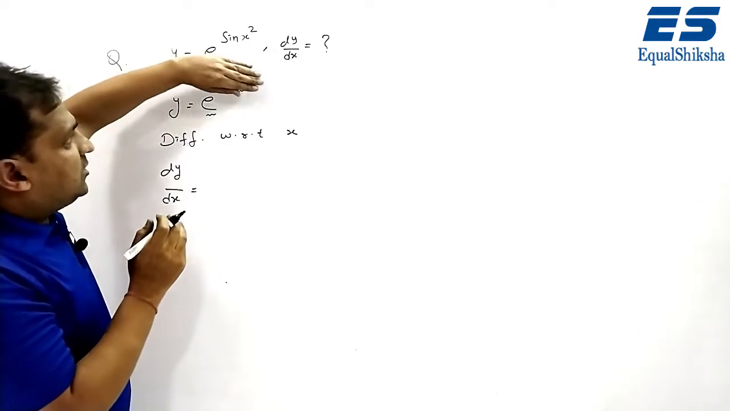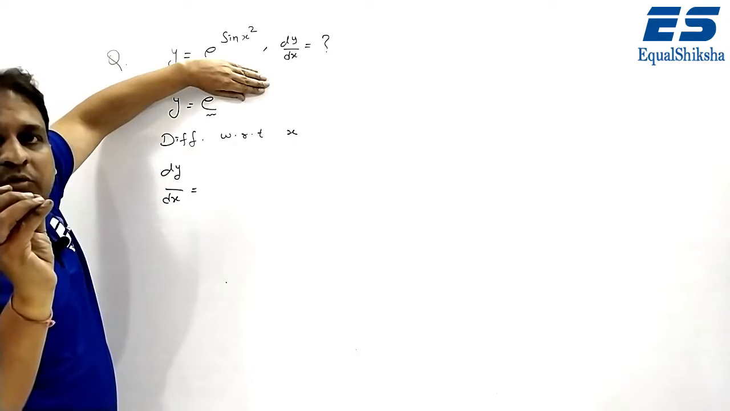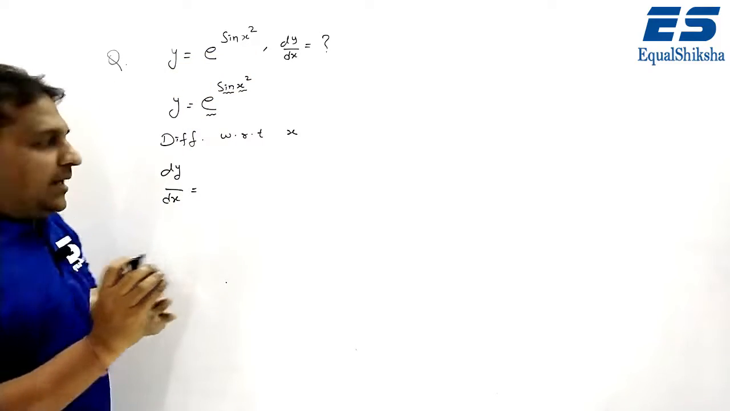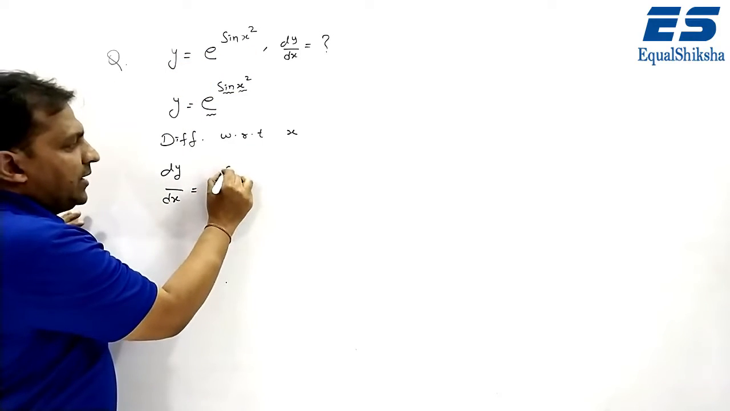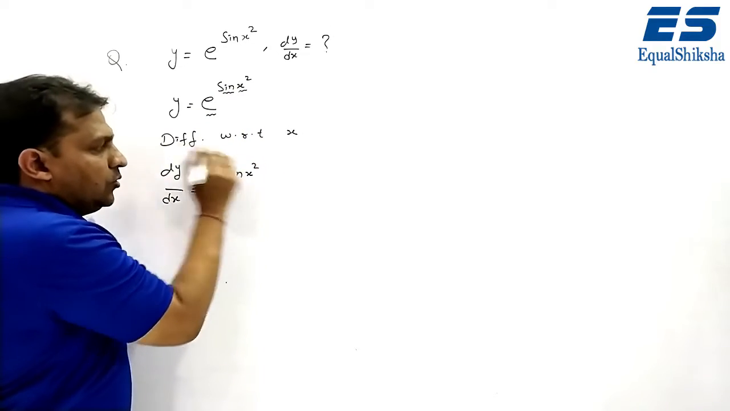It means this sin x square, this whole function will be considered as x, and the differentiation of e to the power x is e to the power x. So there will be e to the power x. It means x will be sin x square. So there will be no change.